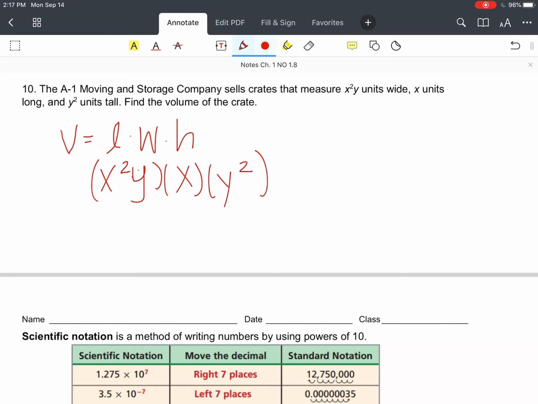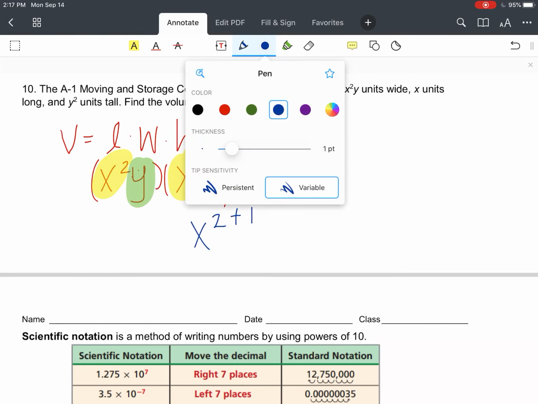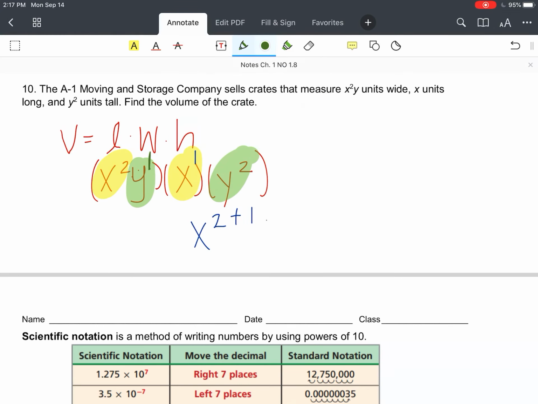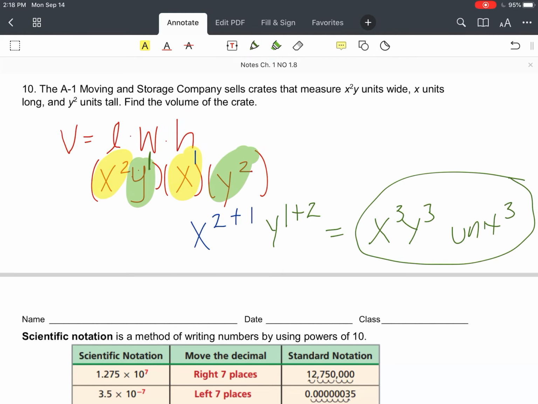Nothing is being raised to any exponents, so now it's just a matter of combining like terms. X squared and x. X doesn't have an exponent, but we know x to have an exponent of 1. We usually just don't write it. So I'm going to have x to the 2 plus 1 for my x's. And likewise for my y's, I have y and y squared. This is like y to the first power and then y to the second power, so 1 plus 2. So my final answer is going to be x to the third, y to the third units. And it's volume, so it's going to be units cubed. And that's your final answer.